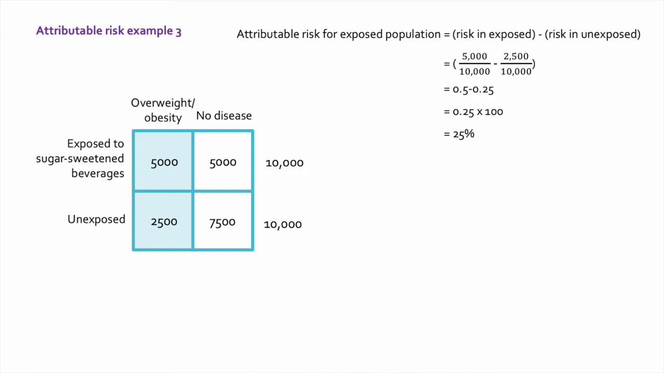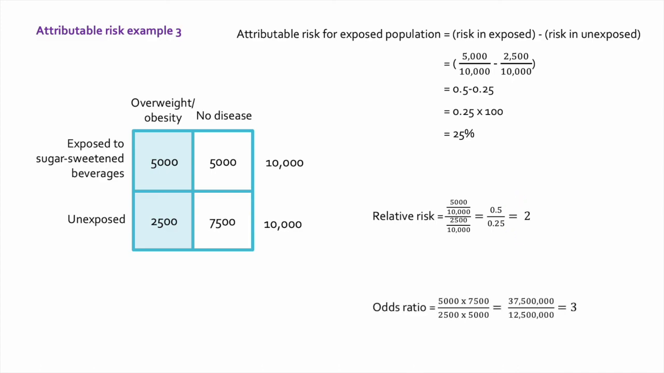Now let's look at the relative risk calculated for this example previously. Remember, relative risk is the probability of disease given that someone was exposed relative to the probability of disease given that someone was not exposed. In this example, someone who is exposed to sugar sweetened beverages is twice as likely to become overweight or obese. See how if you compare the risk of obesity in the unexposed, 0.25, to the risk of obesity in the exposed, 0.5, the risk in the exposed group is twice that of the unexposed group.